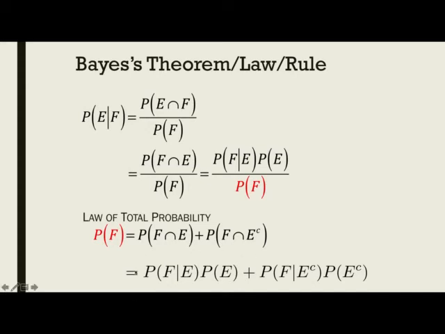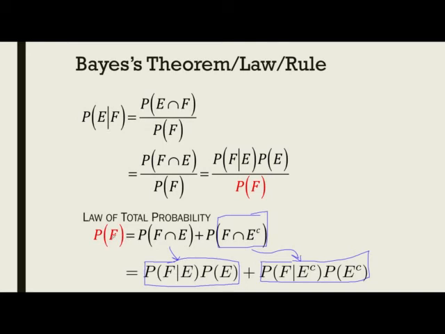It's a little bit daunting, looking at this, right? Because what I've done is I've rewritten probability of F intersect E using this rule that we've used over and over again, multiplication: probability of F given E times probability of E. And I've rewritten probability of F intersect E complement using the same rule: probability of F given E complement times probability of E complement. You can think of this in a sense as sort of like a weighted average, right?